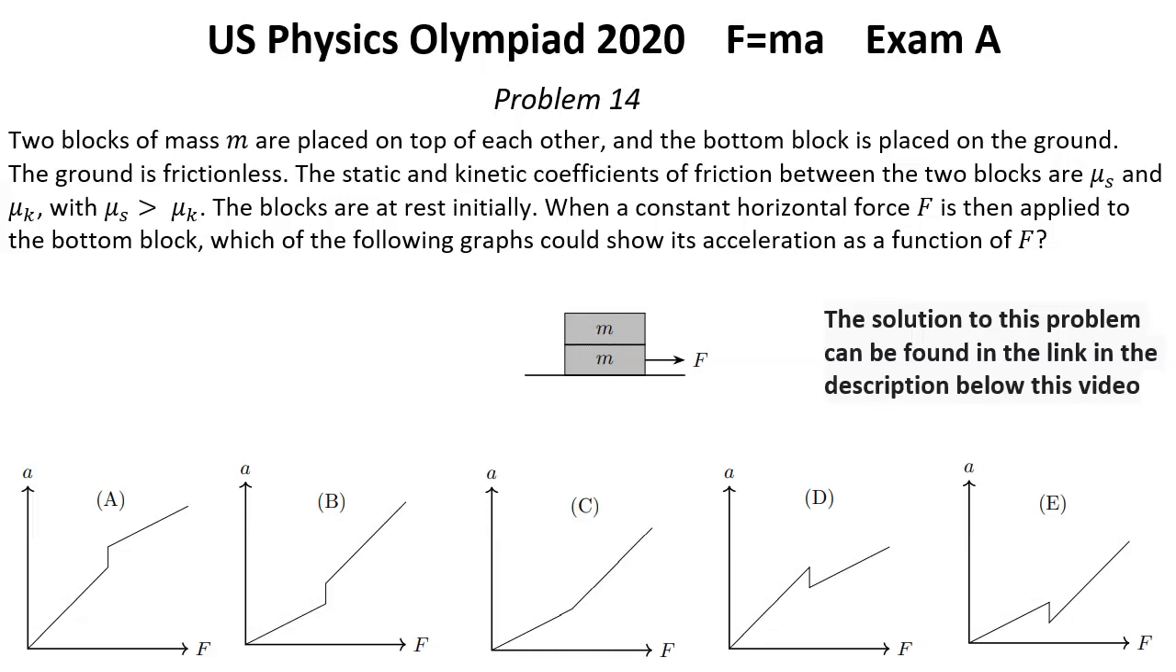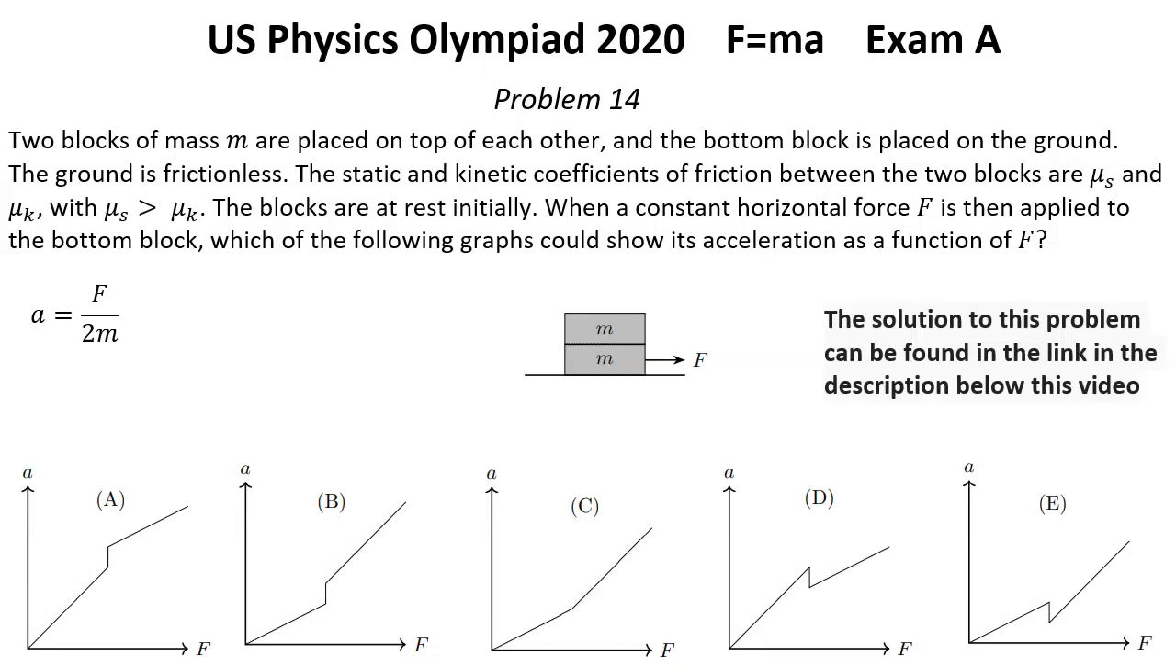For small forces, the blocks move together and the acceleration is linear in the force and equal to F over 2m, where the slope is 1 over 2m. At a certain threshold, the top block begins to slip, because μk is less than μs. The friction force decreases suddenly at this threshold, so the acceleration of the bottom block increases suddenly. For higher forces, the acceleration is again linear in the force, but with a greater slope.